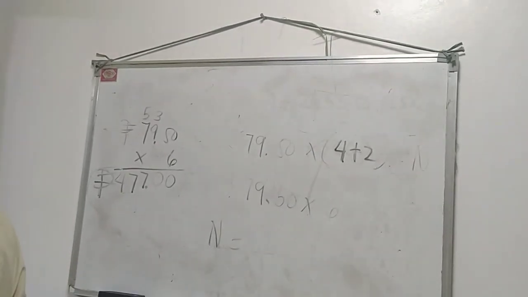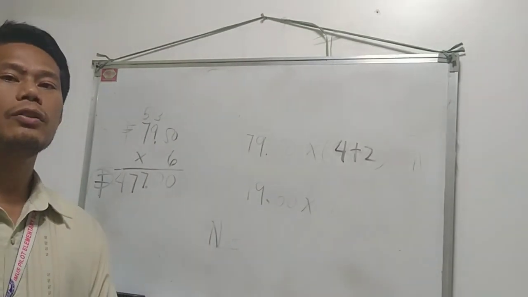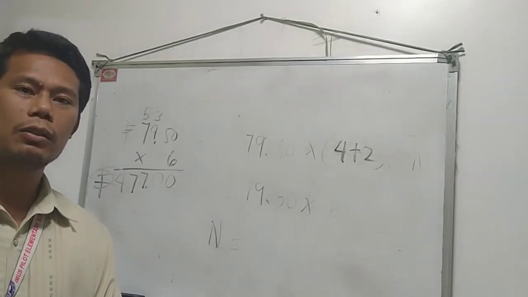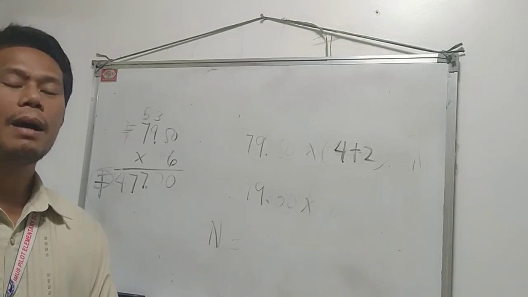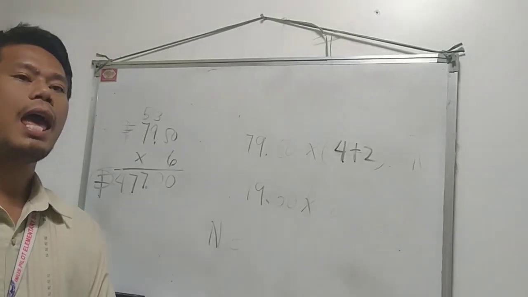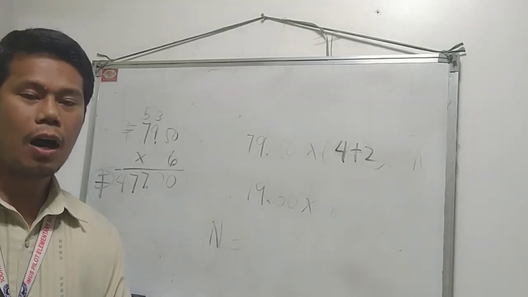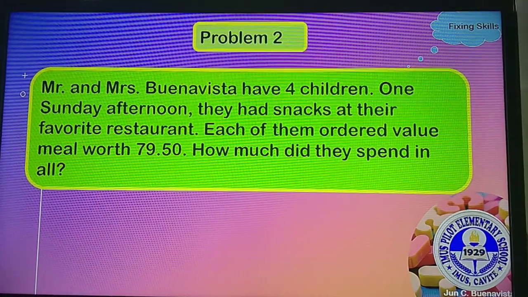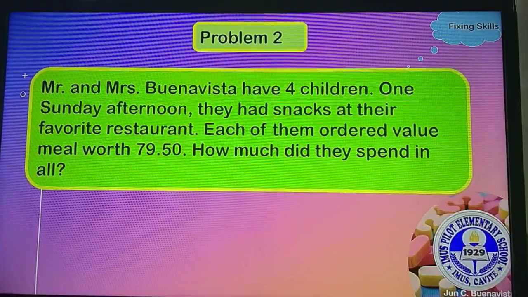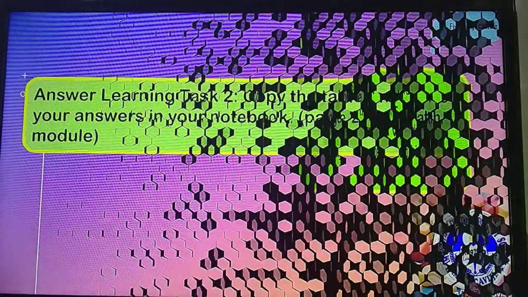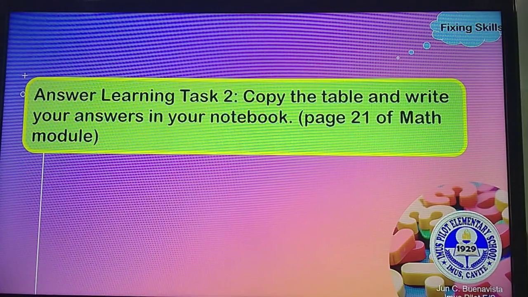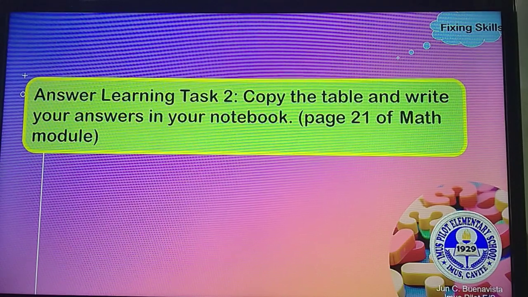Okay, that is how to solve word problems, non-routine and routine problems involving multiplication, with or without addition or subtraction, including money, using appropriate strategies and tools. Okay, any questions? Okay, if there is none, we are going to solve now the following problems. You are going to answer learning task 2. Copy the table and write your answers in your notebook. Page 21 of your math module. Okay, only learning task number 2.